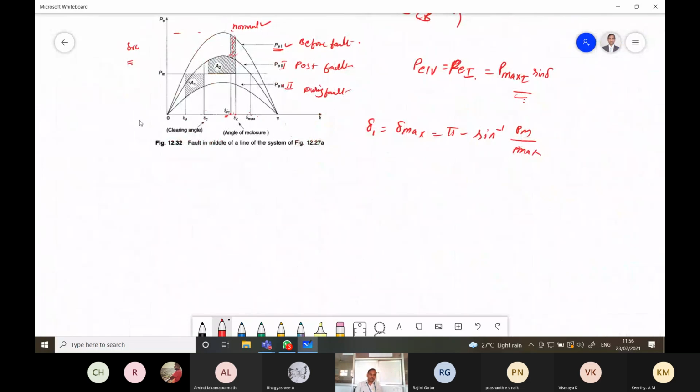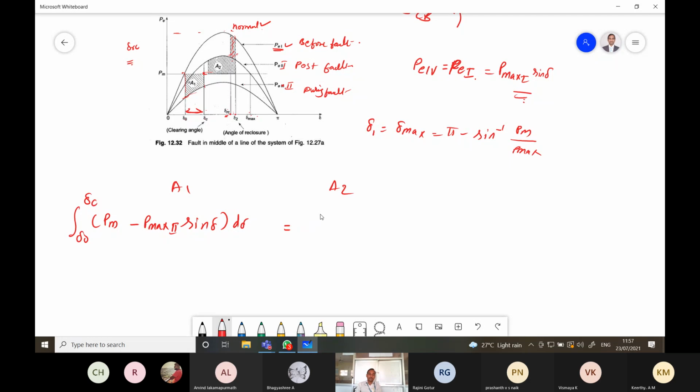Delta naught to delta C, the integration from here to here, will give A1, that is PM minus P max 2. This curve goes from PM to PM2, this point to this point. P max 2 is the second curve. So A1 is the integral of PM minus P max 2 sine delta into d delta.